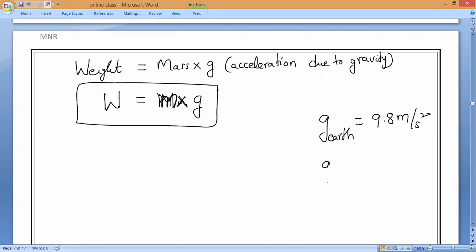In the same way, we know the gravitational force of the Moon. What is the gravitational force of the Moon? 1.63 meter per second square. That is what you have to remember.